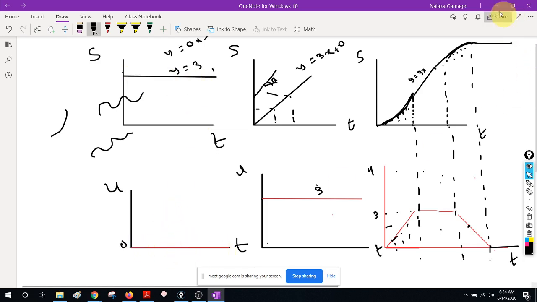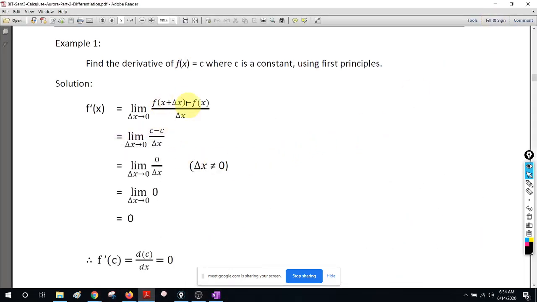Now let's see whether it is going to be the case by applying this definition. So now our function is something like this. This is my x-axis, this is my y-axis. Now my function is what? f(x) equals c. Now assume that c is a positive value, otherwise I will go negative. Assume it's a positive value, it's a constant.